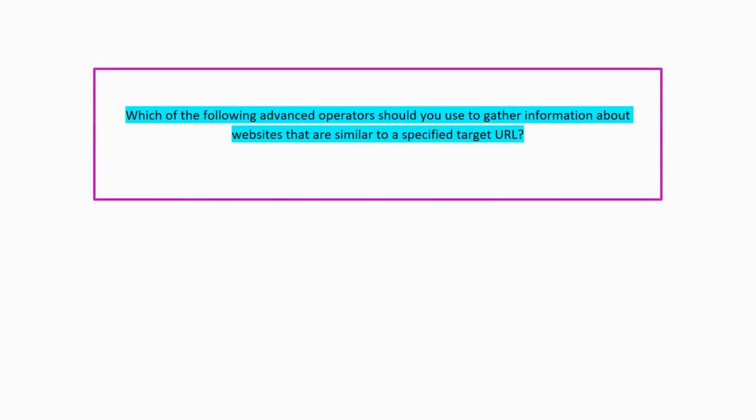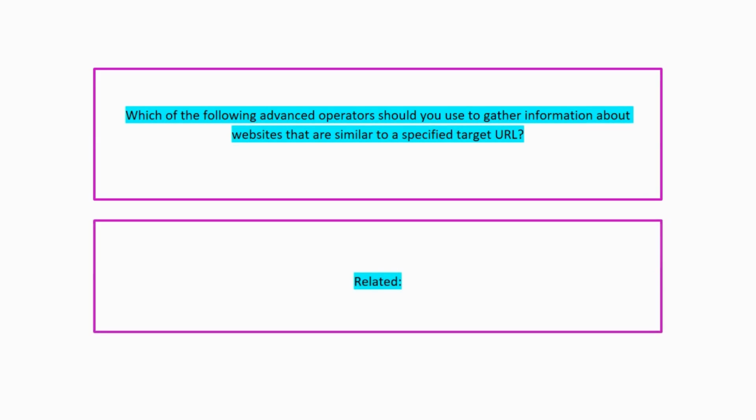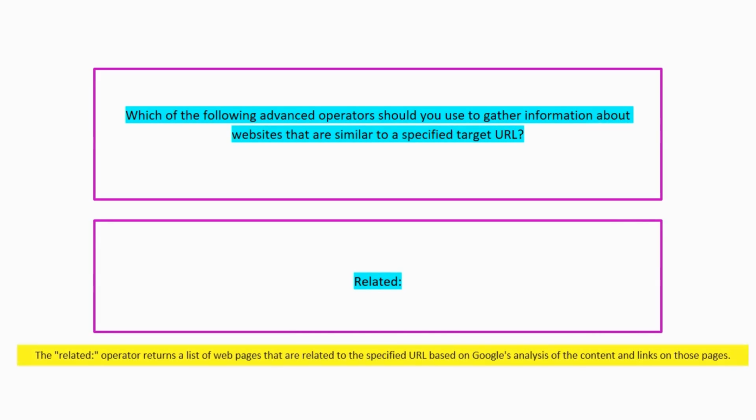Next question. Which of the following advanced operators should be used to gather information about websites that are similar to a specified target URL? Your answer should be related. This operator will return a list of web pages that are related to the specified URL based on Google's analysis of the content.